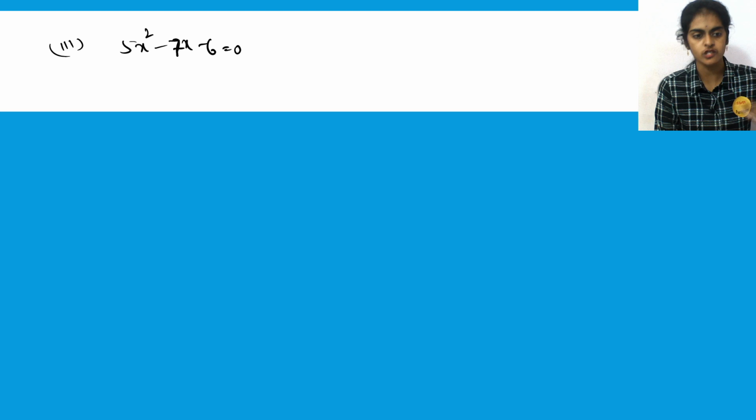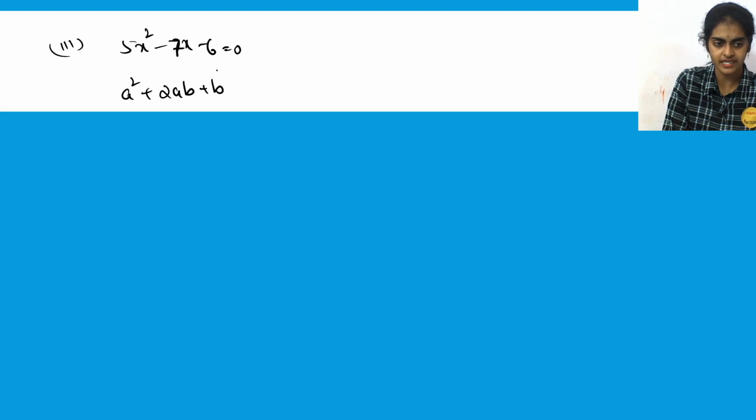5x square minus 7x minus 6. The same questions we have done using quadratic formula method, but completing the square method also I am doing, so that you will have a complete idea about this. And the theory, the concept of this completing square method we have already discussed in the earlier videos. Please do watch that. Now here again comparing it with a square plus 2ab plus b square, isn't it?